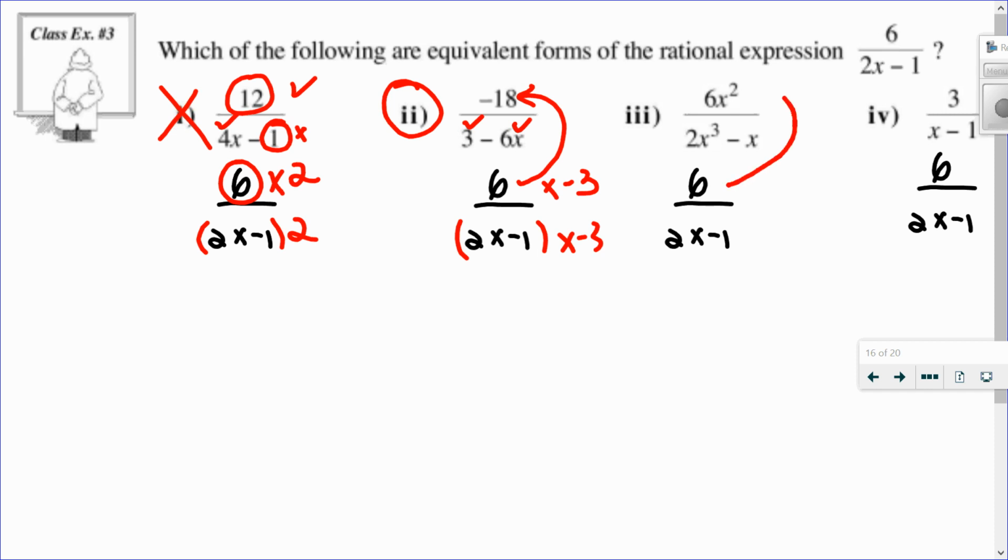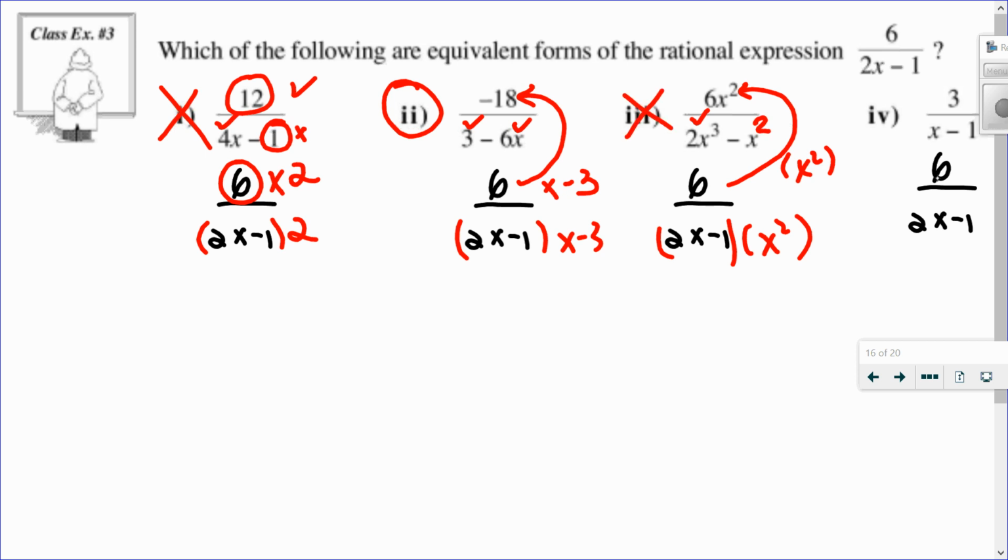To go from 6 to x squared, I multiplied it by x squared. So to be fair, I'll multiply the denominator by x squared as well. So 2x times x squared is 2x cubed. Negative 1 times x squared is not negative x. It's missing a square. So that is not equivalent.